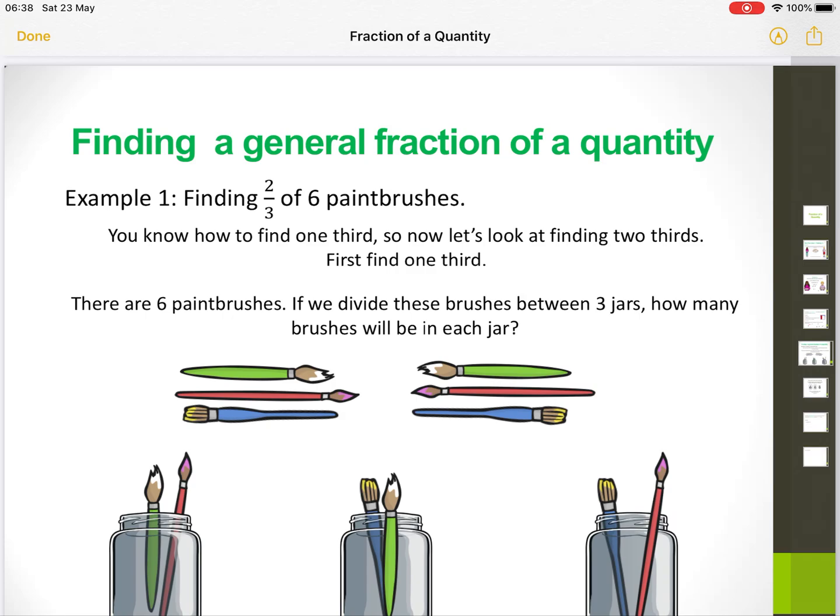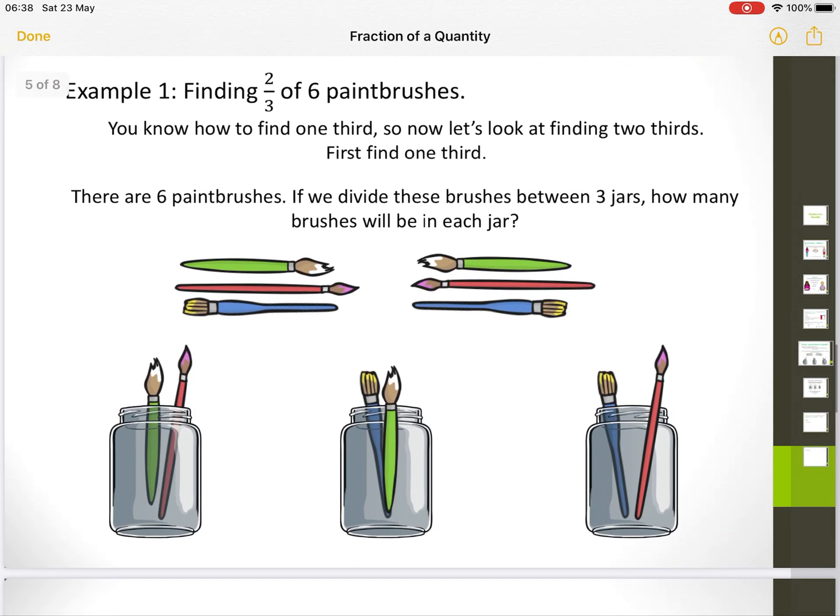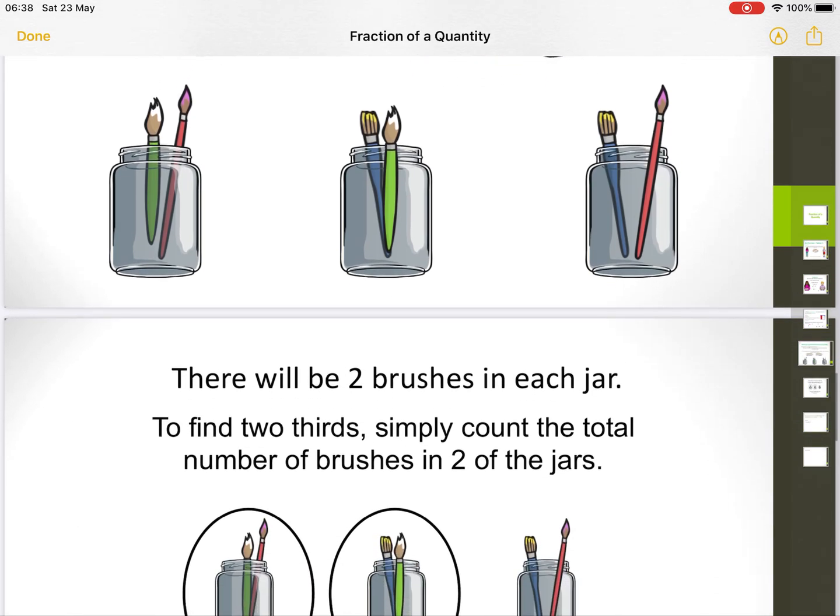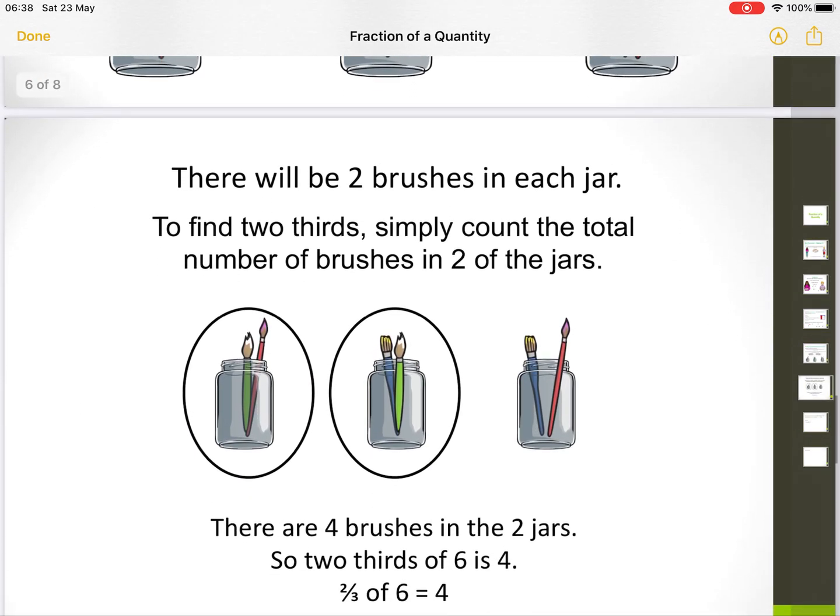Let's discuss the first example. Finding 2/3 of 6 paint brushes. Now we know how to find 1/3, so let's look at finding 2/3. First find 1/3. There are 6 paint brushes. If we divide these six paint brushes into 3 jars, I put one in one, one in the next, and one in the next. How many paint brushes will there be in each jar? If I split them equally into 3 jars, I end up with 2 paint brushes in each. There will be 2 brushes in each jar.